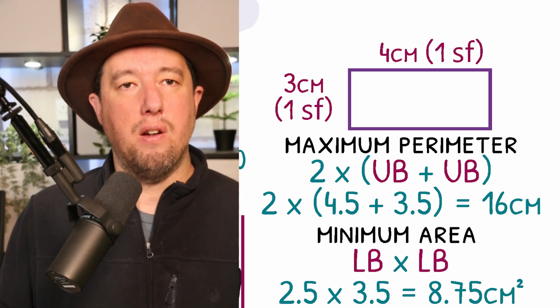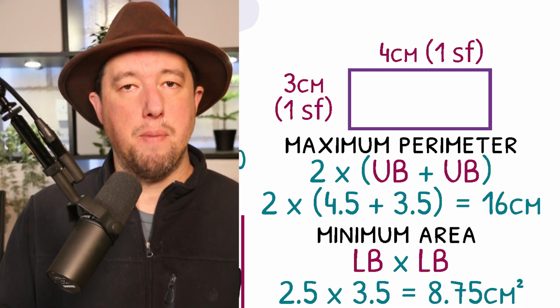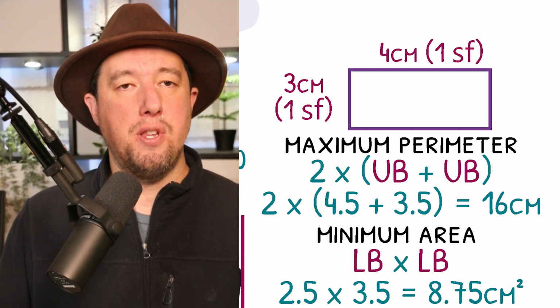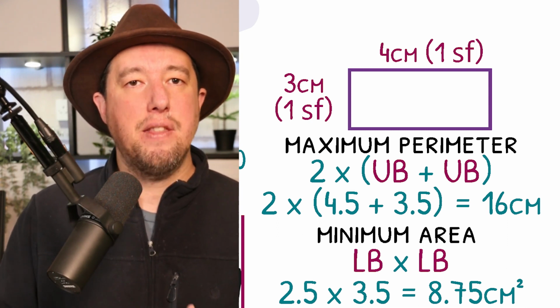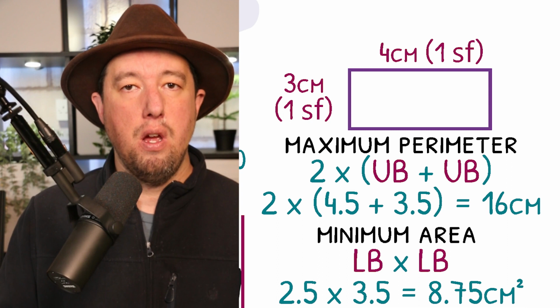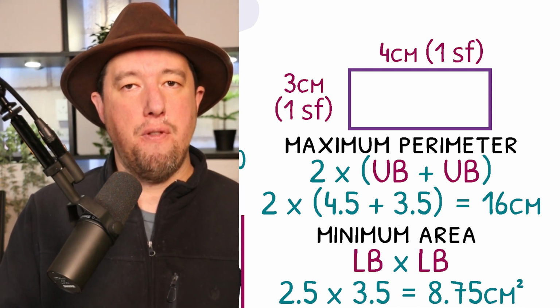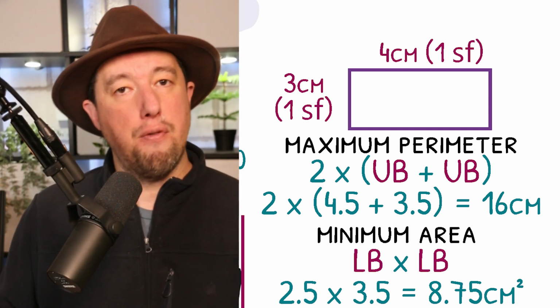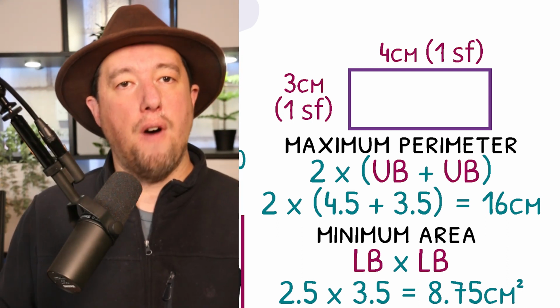Imagine we have a rectangle that is 4 centimeters by 3 centimeters, each rounded to one significant figure. To find the maximum perimeter of the rectangle, we can add the maximum amounts from each measurement. We will therefore use the upper bound of the 4 centimeters, which will be 4.5 centimeters, and the upper bound of the 3 centimeters, which will be 3.5 centimeters.